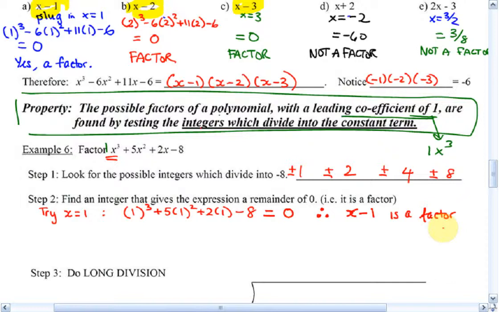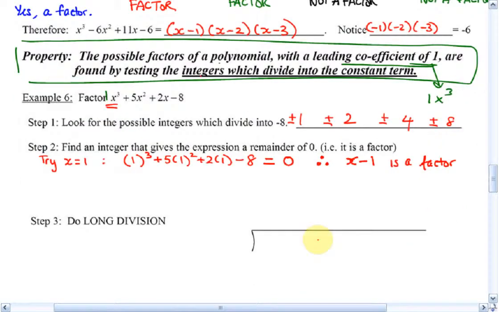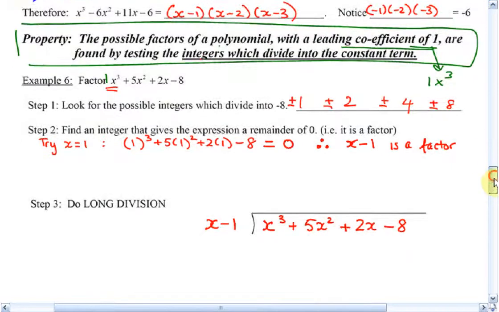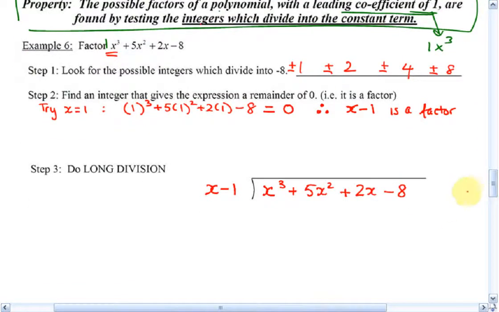Okay? Step 3, it's time to go ahead and do some long division now. So you found your divisor, and that's why I showed you all that long division stuff ahead of time. So now go ahead, please, and do the long division, which you are now experts at, so I'll let you try that on your own.